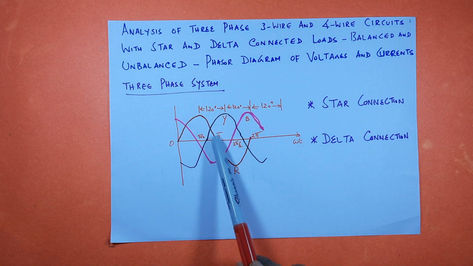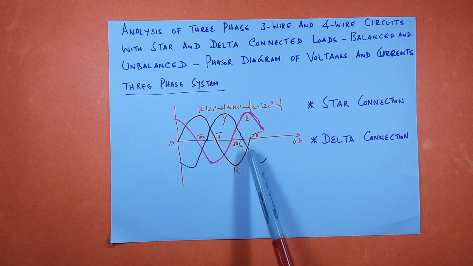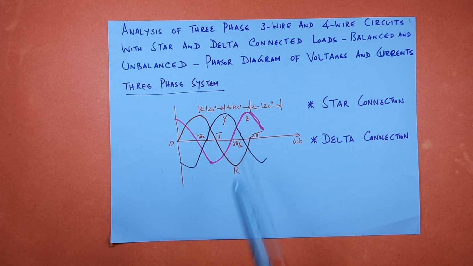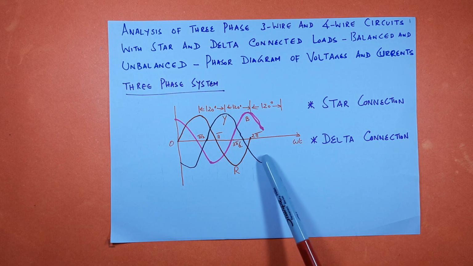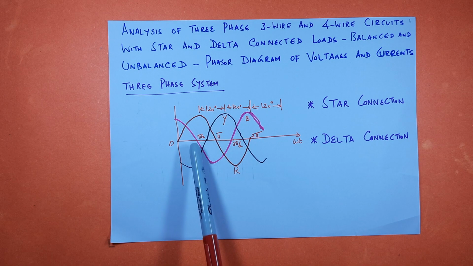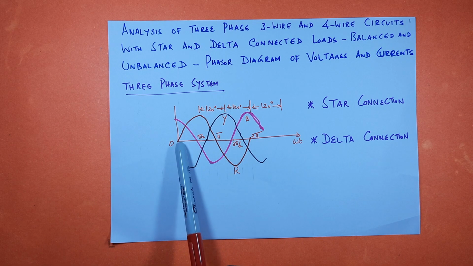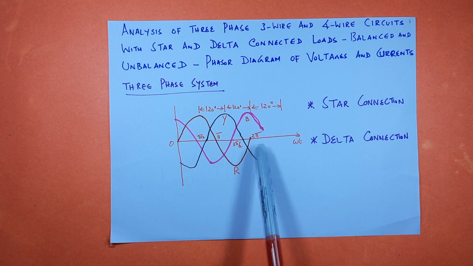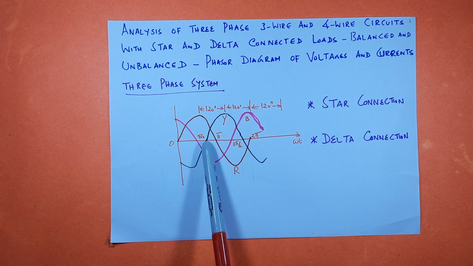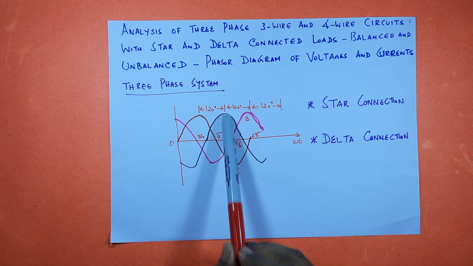This is going to be your reference phase, or R phase, this brown color. Next we have this Y phase. The phase difference between R phase and Y phase is going to be 120 degrees. So there is a 120 degree phase shift between R phase and Y phase. After 120 degrees, it starts.